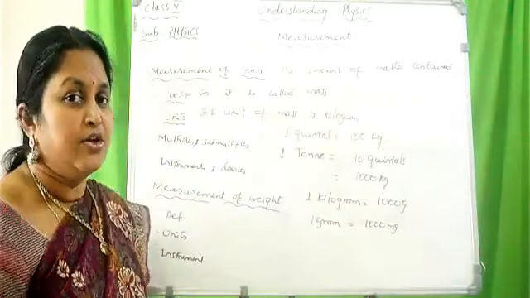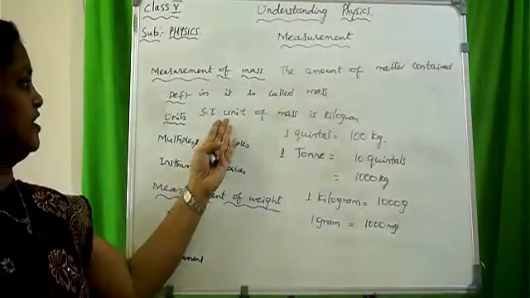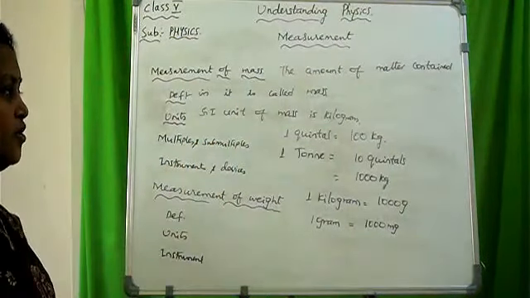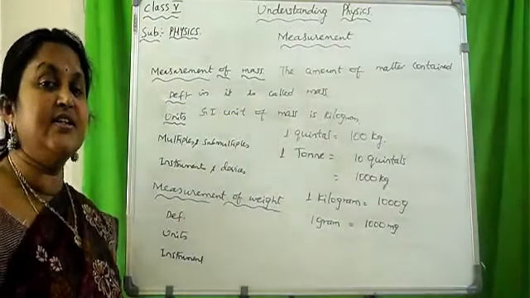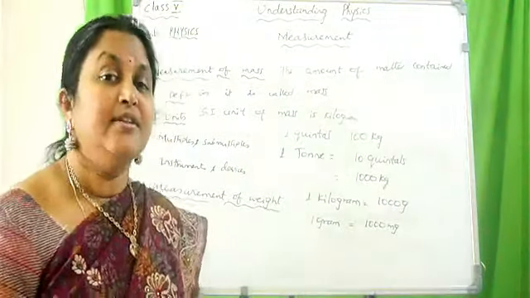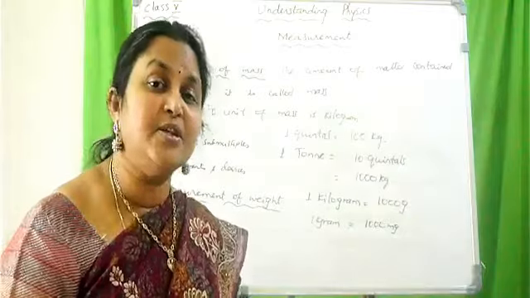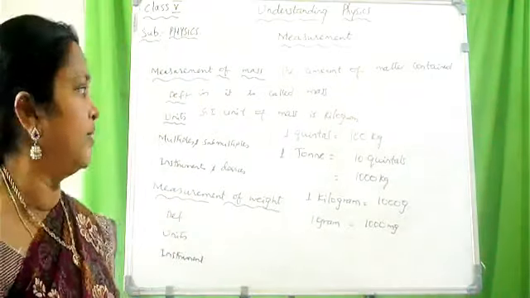So what are the concepts we covered? The definition first. Next is the unit, that is, the SI unit of mass is kilogram. Suppose you want to write in CGS unit, that we discussed already, so let me explain once again. The CGS unit of mass, we can write in grams. In the FPS system, we can write it as pound.